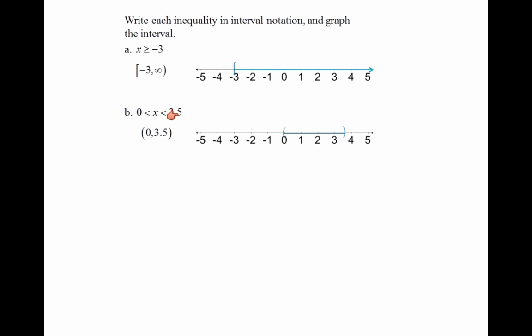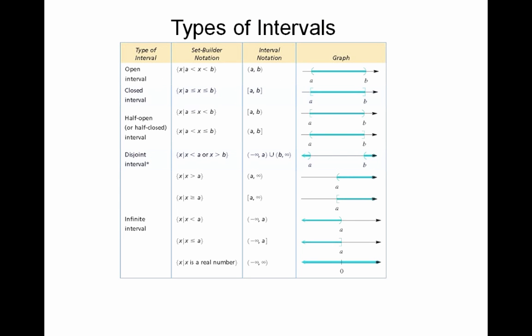Here's another example. All the numbers between 0 and 3.5. Endpoints are not included, so I'm going to use parentheses. This is my interval notation, and this is my graph. So for types of intervals, you can actually pause the video at this point and go through all of these, pretty much some scenarios that you could get for set builder notation, interval notation, and a graph. That would be a good resource for you.